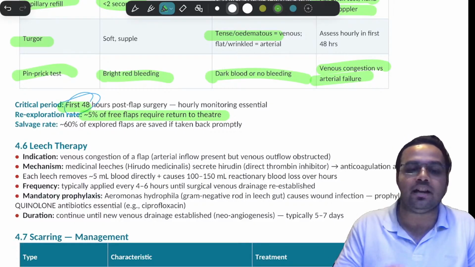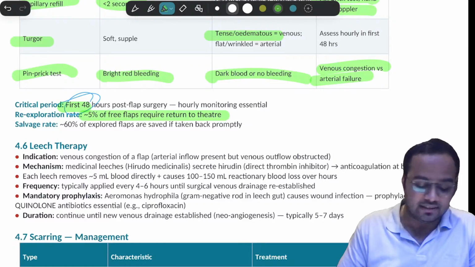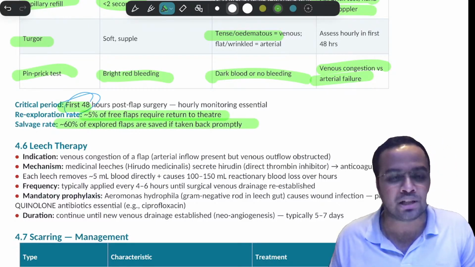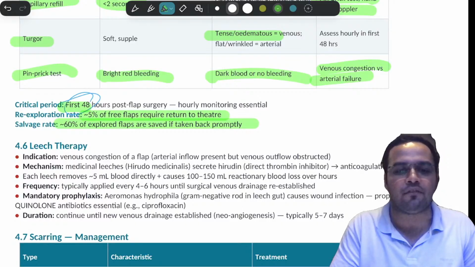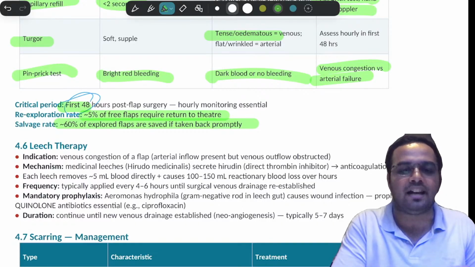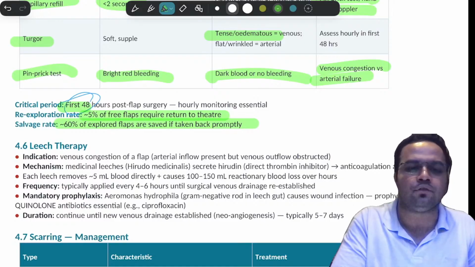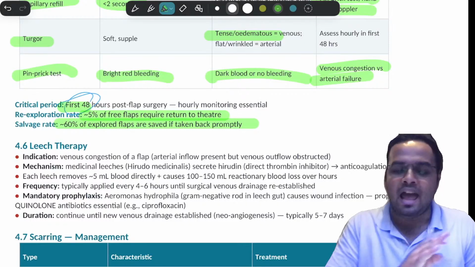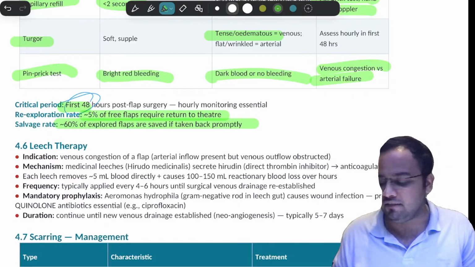Whenever you are doing a free flap, the re-exploration rates are high, and 60% of the re-explored flaps are salvaged. So let's consider you do a free fibular flap. Almost 5 patients out of 100 need to be taken to the OT, and out of those 5 patients, 3 patients are going to have a normal flap later on with some intervention, but 2% of the patients will eventually have a flap failure.